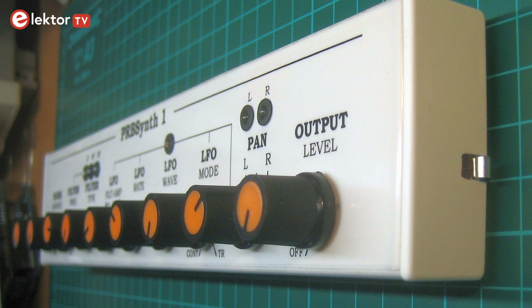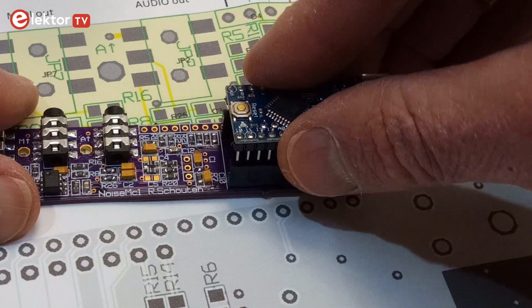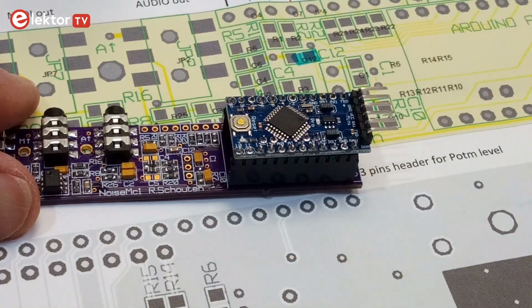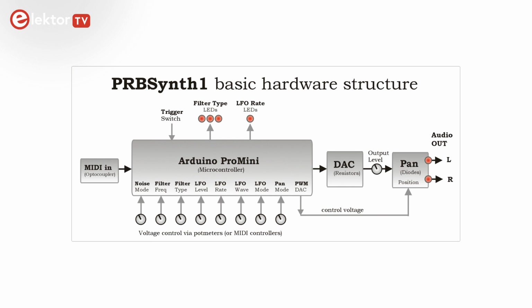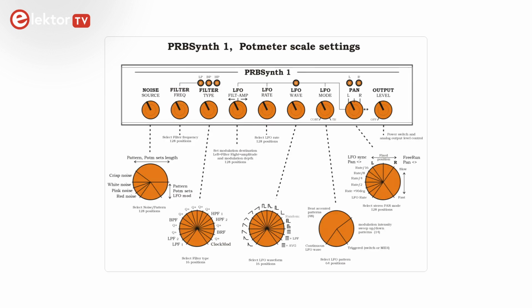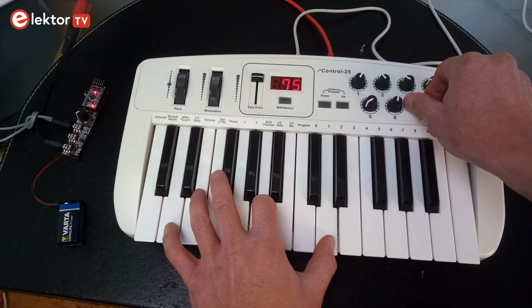So back to our synthesizer. What exactly is the PRBSynth1 and why does it have such a strange name? Well, it's a small sound synthesizer running on an Arduino Pro Mini. The surrounding electronics are very simple and most of it is even optional. All its parameters are controlled by either 8 potentiometers that I did not mount or over MIDI by using CC controls.